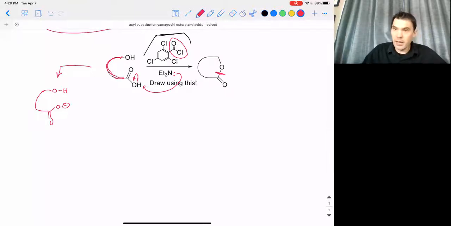And that carboxylate anion is a weak nucleophile. It's not a particularly strong nucleophile, but hopefully we remember that one way that you can make anhydrides is by having a carboxylate anion attack an acid chloride. And that's exactly what we're going to do here. So we'll move that around and have it attack.